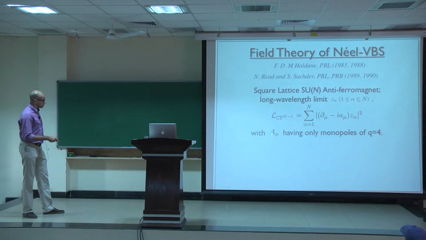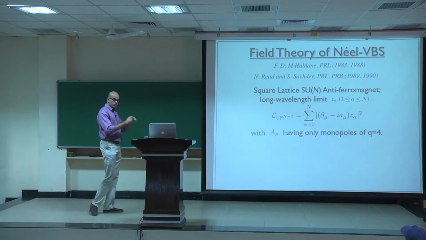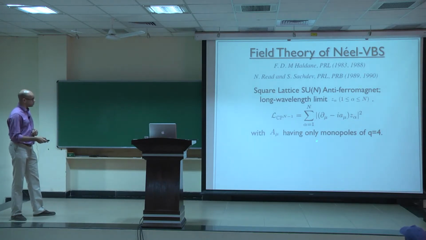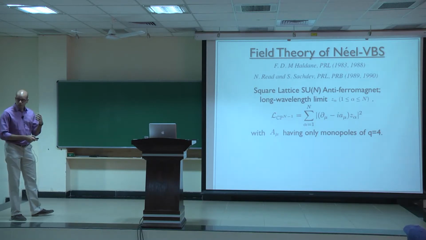field. I'm sorry, there's a capital A and a small a, they're the same thing. This is a gauge field that lives in 3 dimensions, and we know that in 3 dimensions, the topological defects of a gauge field are point monopoles. The important thing is, because of Berry phases, these monopoles have to have a charge of 4.